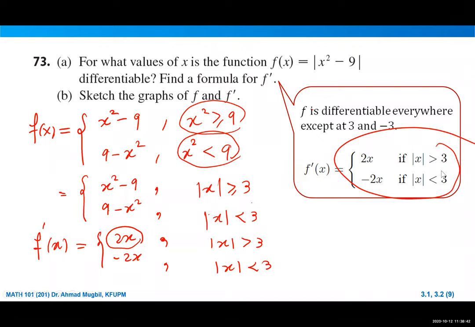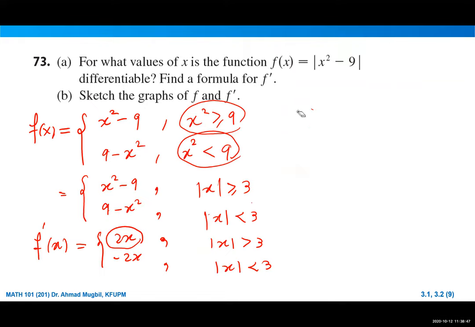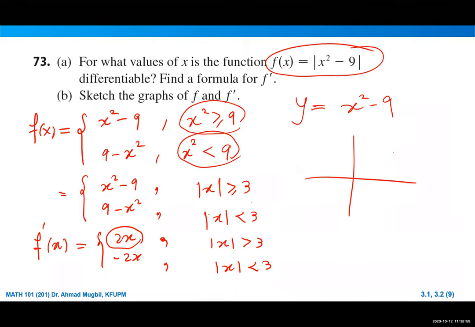Now, what if you want to sketch the graph of the function? Also, this is important. How to sketch the graph of this function? This is not our subject in this chapter, but it is not difficult. Do you know how to sketch the graph of y equals x squared minus 9? It is just a parabola that opens up and shifted down. Here it is. Now, when you take the absolute value, what is below the x-axis will be above the x-axis. So it will be like this. This is the graph of this function.